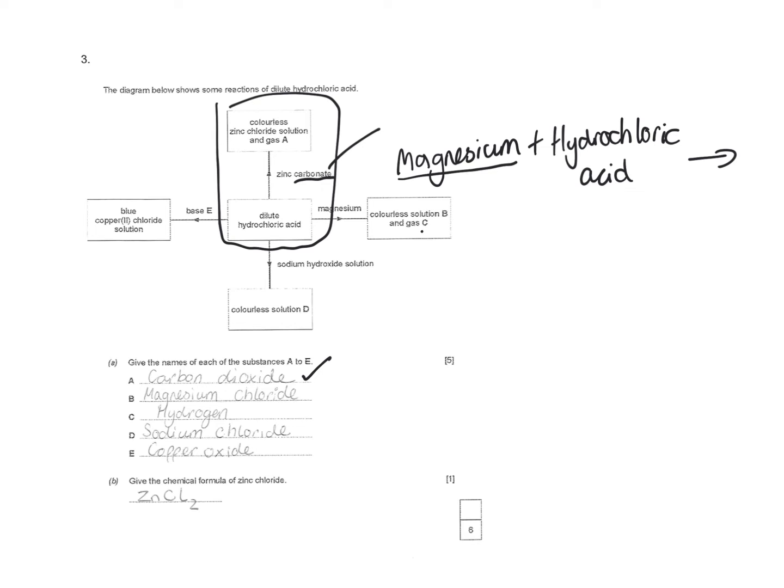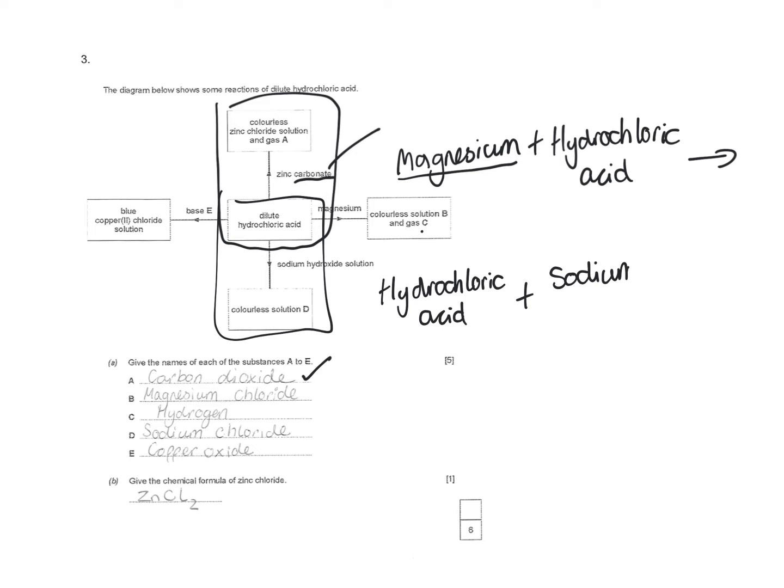Same kind of thing then for this one. You've got hydrochloric acid plus sodium hydroxide. So the same kind of thing now. What salt do you make? Sodium chloride. And then exactly the same thing here. It's made copper, so it's got to be copper by here. Because it's in solution, it's going to be oxide.